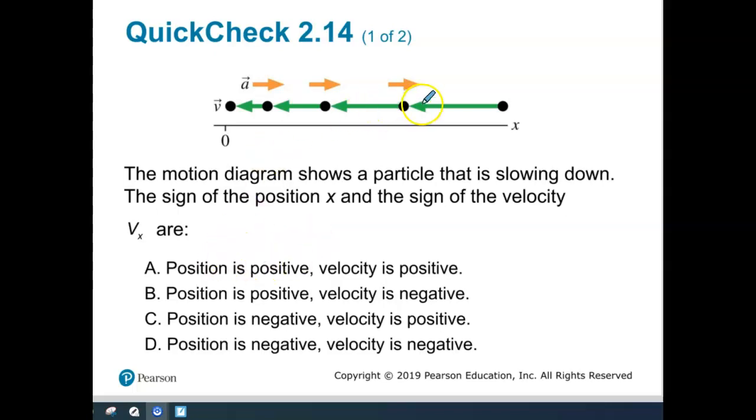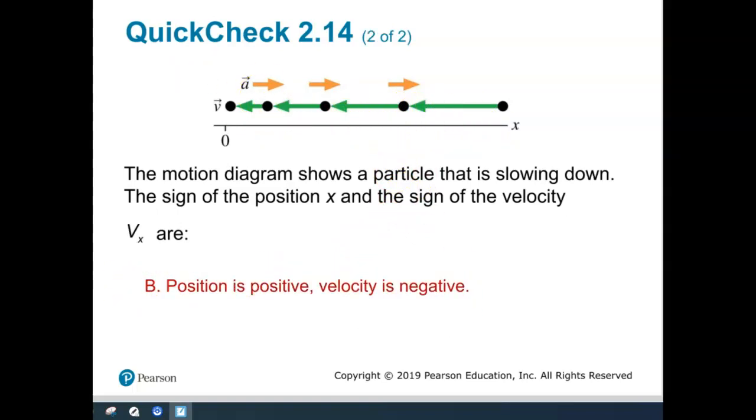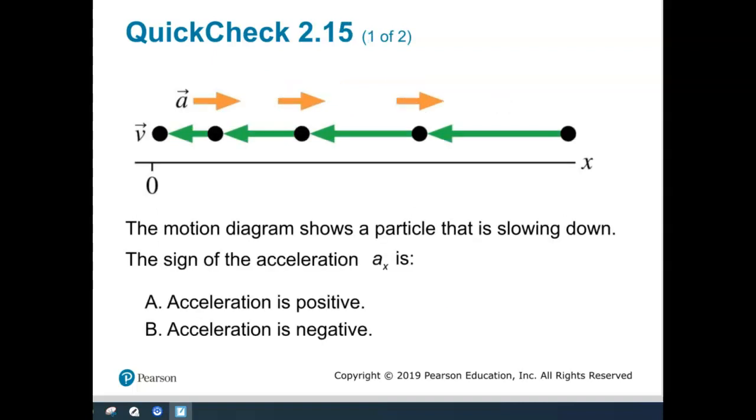I would say that the position is negative because it moves from here to here, so I would call that displacement negative. And the velocity is also negative because the velocity is going to the left. So I would say that's B, which is the correct answer, negative and negative.